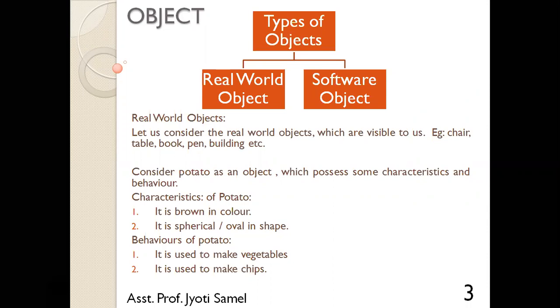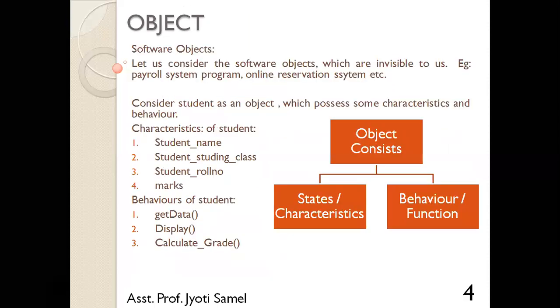Consider an example: potato as an object. A potato has some characteristics and a behavior. The characteristics of the potato are its color and its shape, and its behavior is that it is used for making vegetables, as well as, with the help of the potato, we can make chips also.